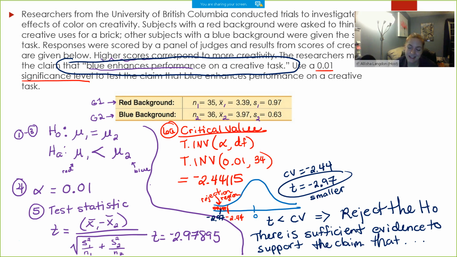Yay! So if you want to be more creative, just put blue out there. I've got a blue study. Maybe that'll make me more creative.